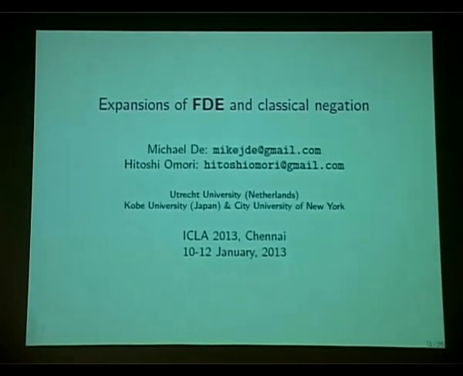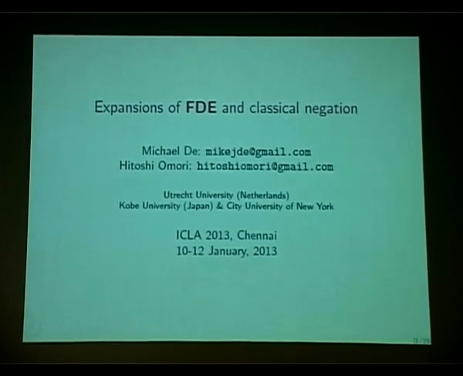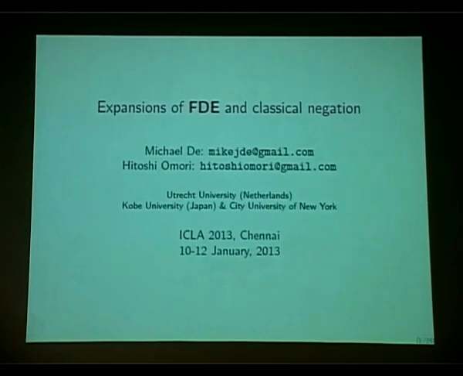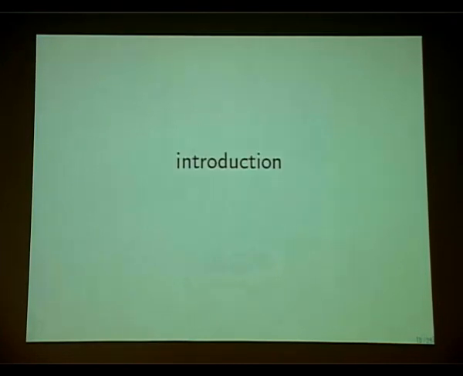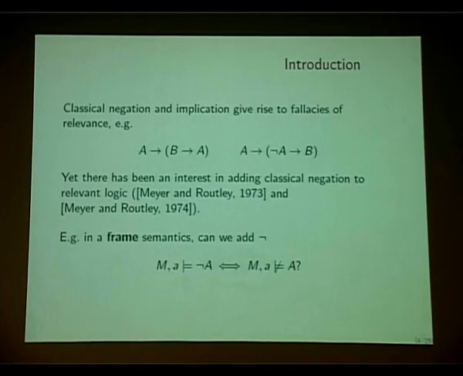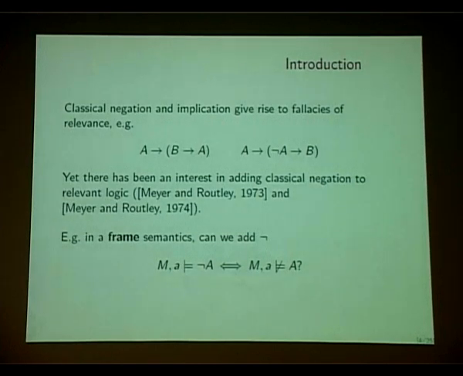Okay, so we're going to talk about expanding FDE with classical negation. And FDE is a kind of logic which allows for gaps and gluts, which we'll come to in a moment. So you might wonder why. FDE is a kind of paraconsistent logic, and you might wonder why you want to add classical negation to a paraconsistent logic, since classical negation is not paraconsistent. But there's been some interest in the literature, and some initial interest was by Meyer and Routley, where they discuss adding classical negation to the relevant system R.